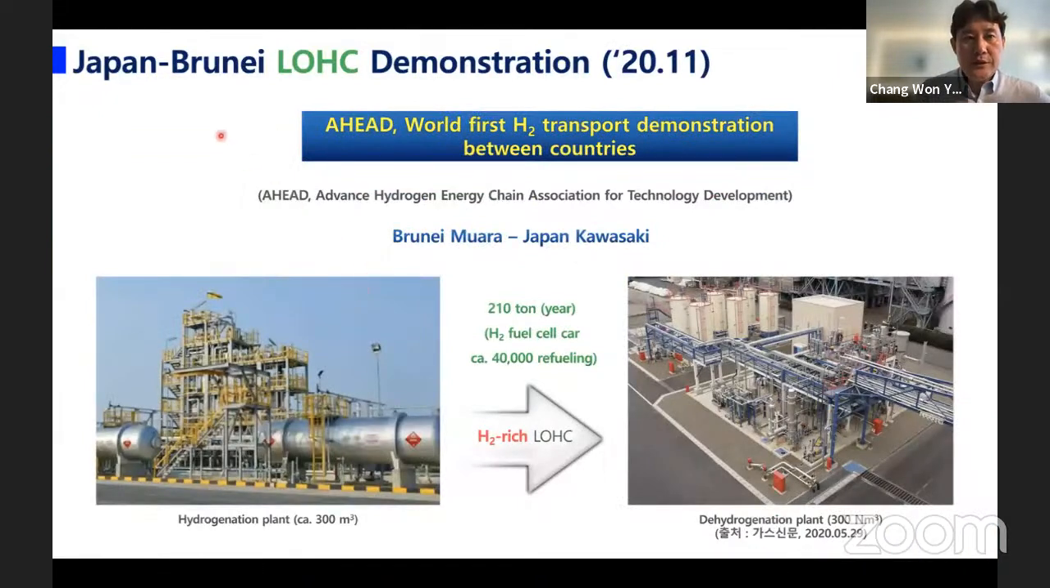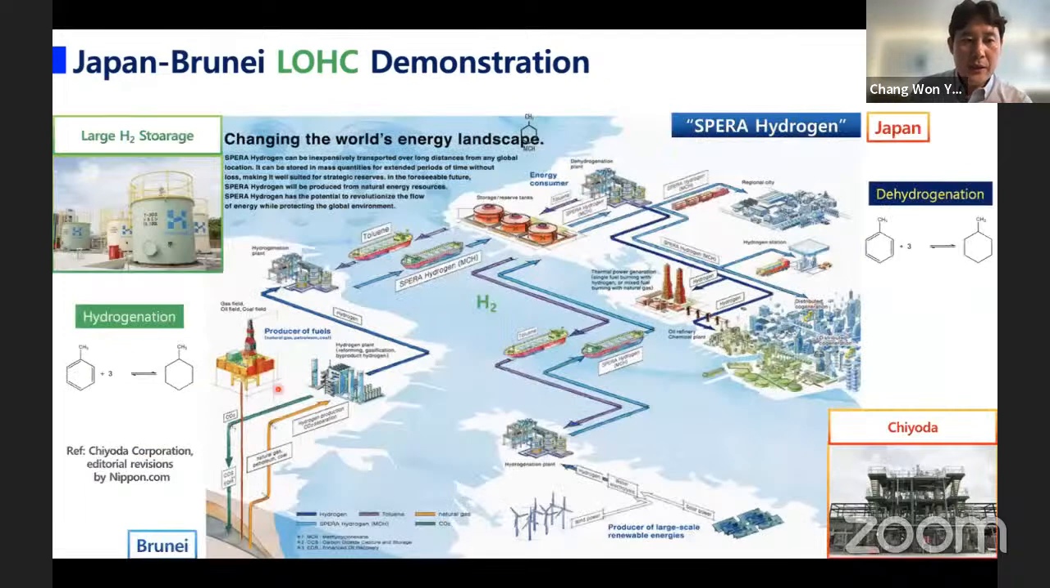And when you see this Japan-Brunei project, in 2020 AHEAD, the Advanced Hydrogen Energy Chain Association for Technology Development, actually conducted the world's first hydrogen transport between 2 countries. And here is the hydrogenation plant with a capacity of 300 cubic meters per hour, which is located at Brunei, and they proceed with this chemical reaction, the hydrogenation reaction, to produce MCH.